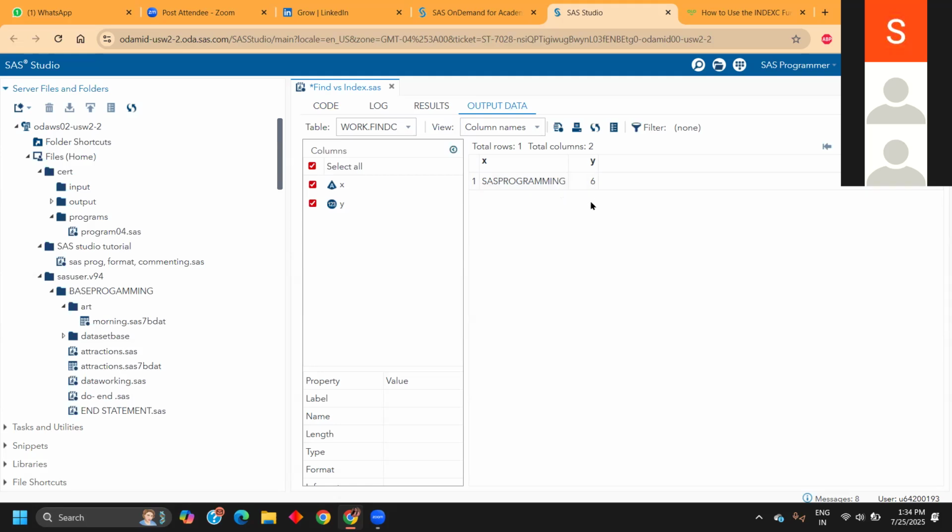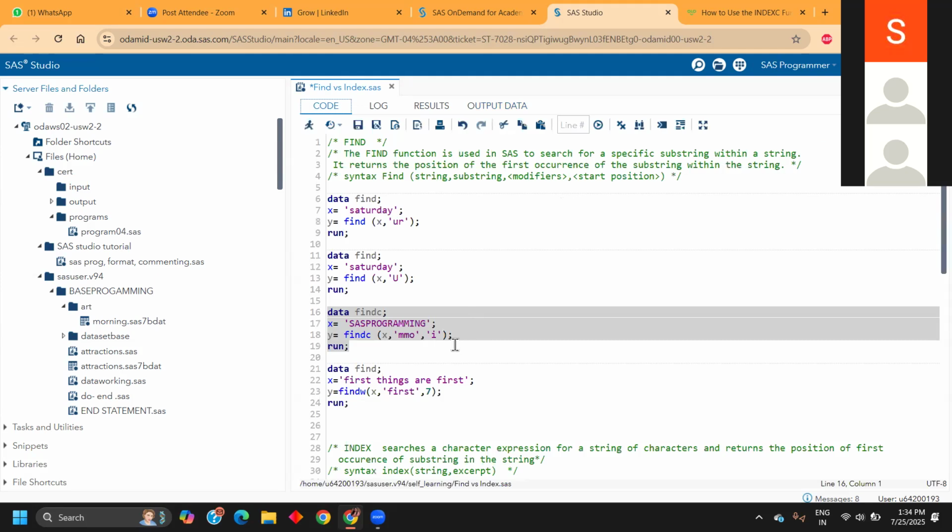But this doesn't work with FIND. The difference is, if we use FIND, the exact same characters must be in the substring and string. If we use FINDC, it only recognizes whether the starting letter is M, and it gives the output. So here I'm also using the I modifier. Here it is uppercase and the substring I mentioned is lowercase, but if I use the modifier, it works.